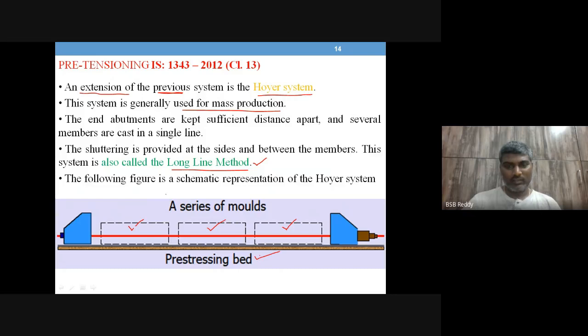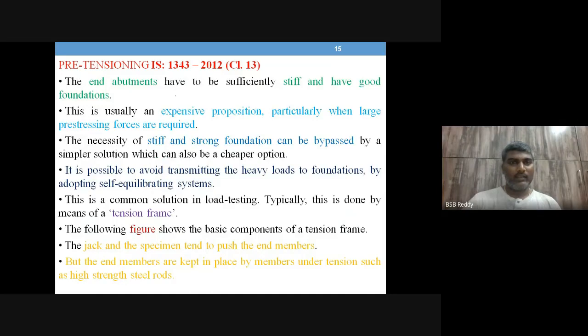This is the schematic representation of the Hoyer system. Instead of one mold, you just draw two or three molds in a series. That is Hoyer's method, nothing more than that.